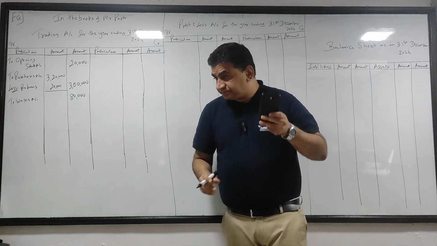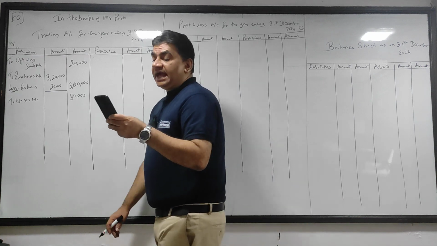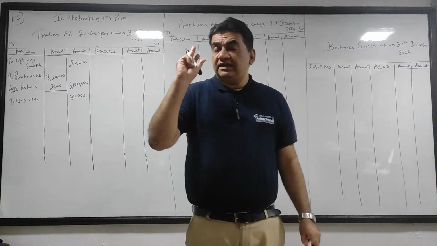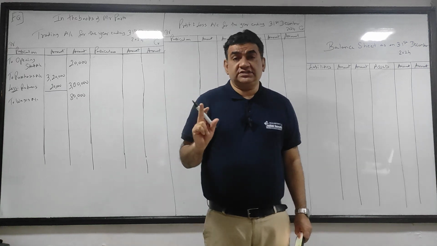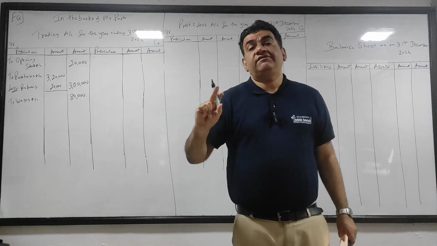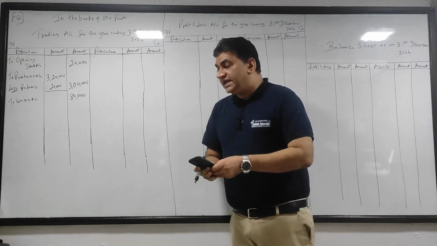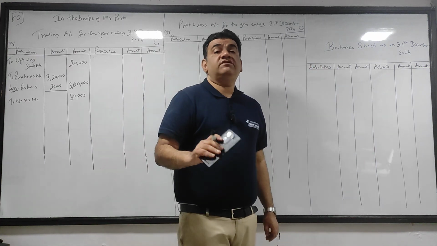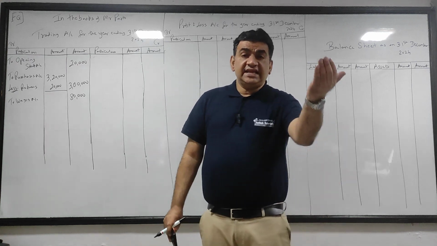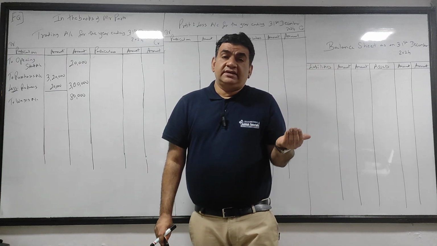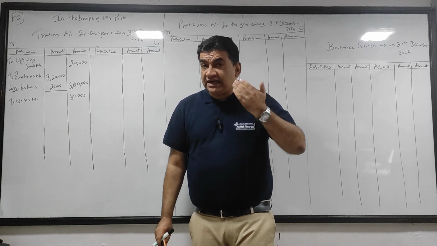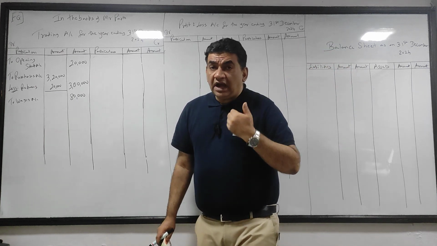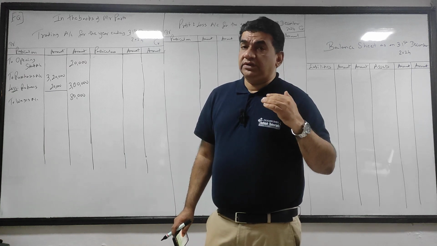Okay, next. Now see, carriage inward, carriage outward. We have discussed earlier. Carriage means transport charges. Carriage is another name for transport charges. Now when I say carriage, there are two types of carriages. One is inward, one is outward. Now when I say inward, that means coming in. And when I say outward, that means going out. Inward matlab coming in. Outward matlab going out.